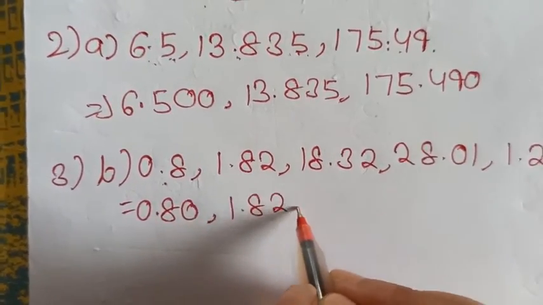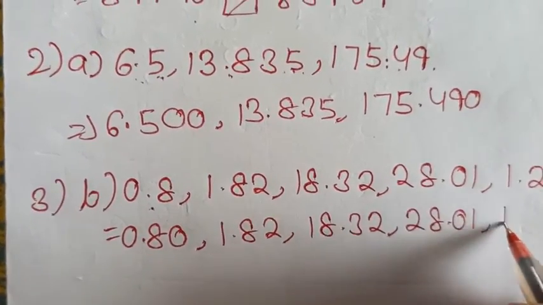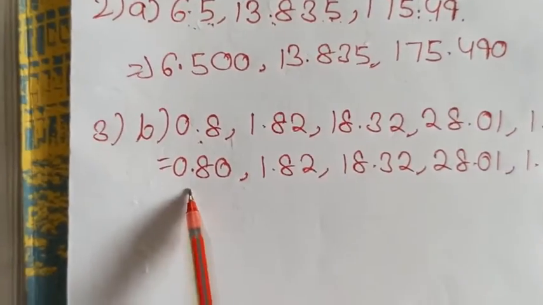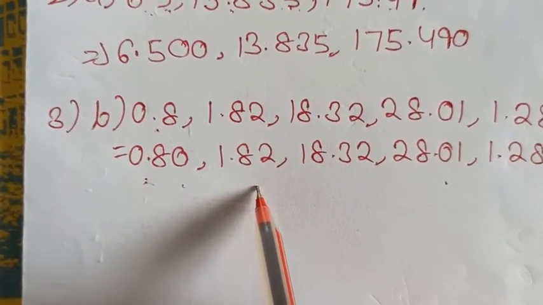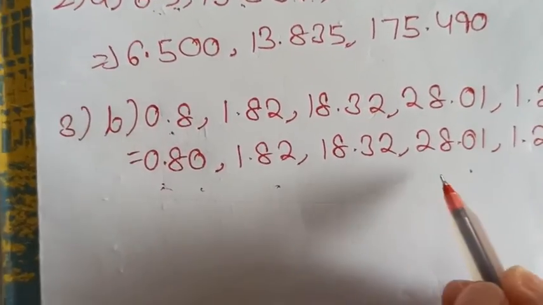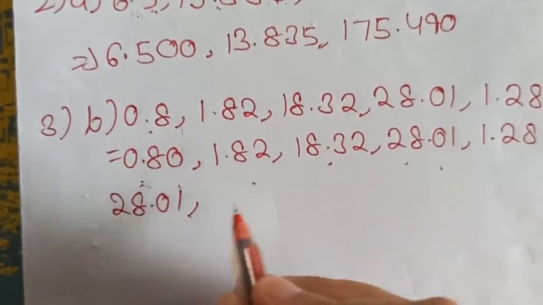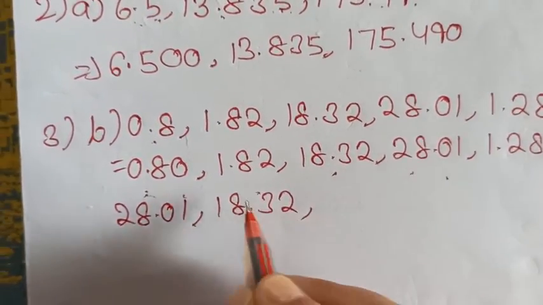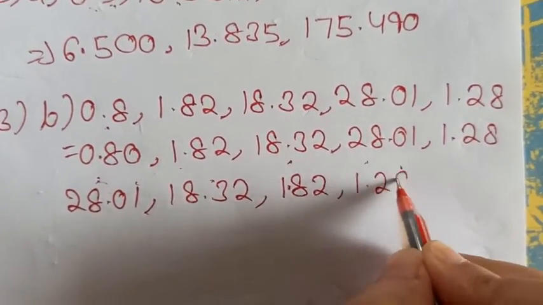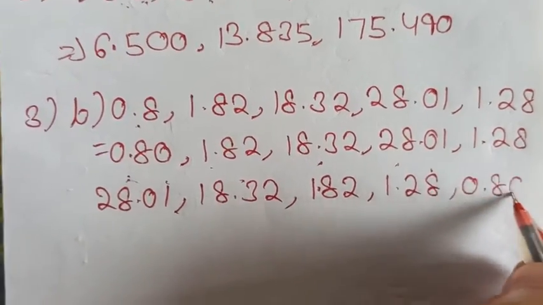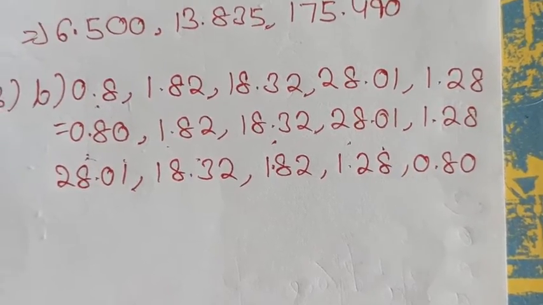So no problem, you can write here 0.80, then 1.82, 18.32, 28.01 and 1.28. Now you have to arrange these in descending order, which means greatest to smallest. The greatest one is 28.01. Then the next greatest is 18.32. The next one is 1.82, and this one is next, 1.28. And the last one is 0.80. This is the way you have to arrange numbers in ascending or descending order.